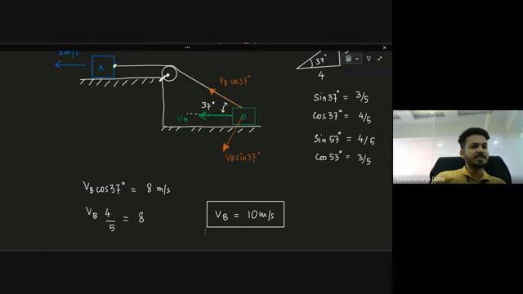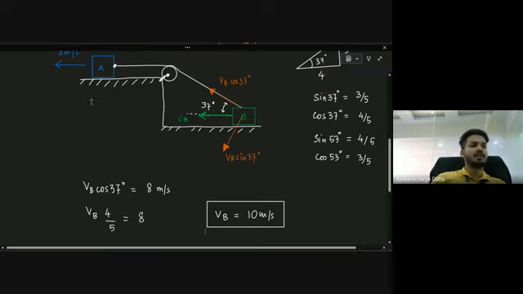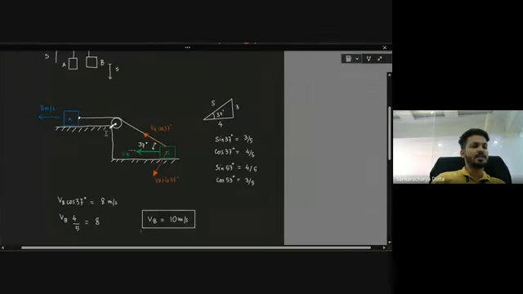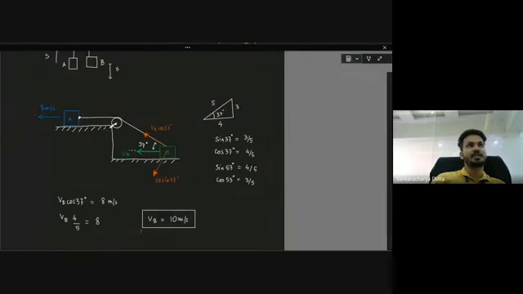So that means block B needs to travel with a velocity equal to 10 meter per second for the string to not break. I hope that made sense.